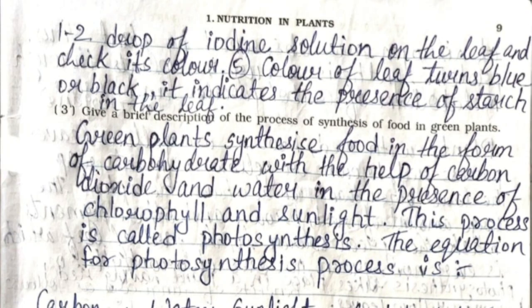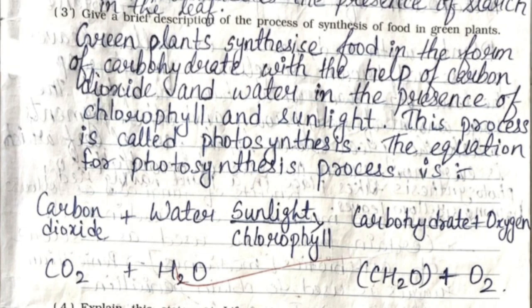Wash it with pure water. Put 1 to 2 drop of iodine solution on the leaf and check its color. Color of leaf turns blue or black. It indicates the presence of starch in the leaf. Third one, give a brief description of the process of synthesis of food in green plants. Green plants synthesize food in the form of carbohydrate with the help of carbon dioxide and water in the presence of chlorophyll and sunlight. This process is called photosynthesis. The equation for photosynthesis process is carbon dioxide plus water in the presence of sunlight and chlorophyll gives carbohydrate and oxygen.